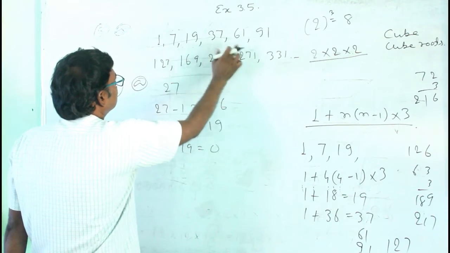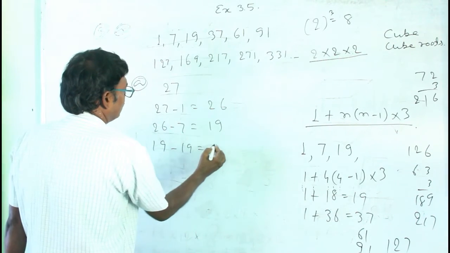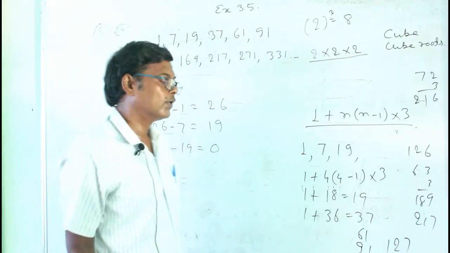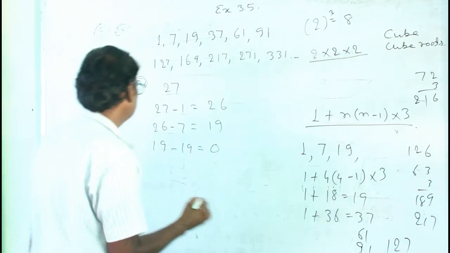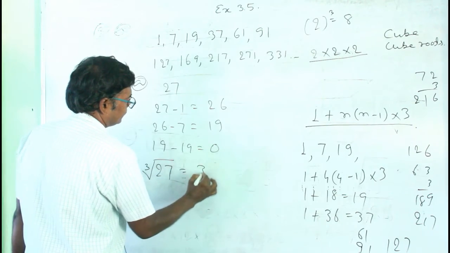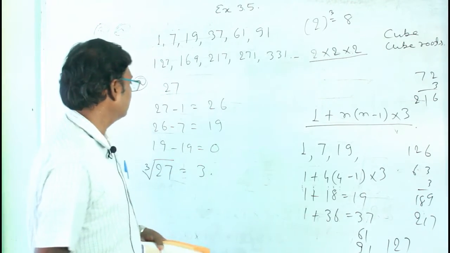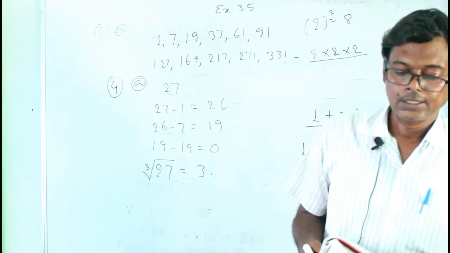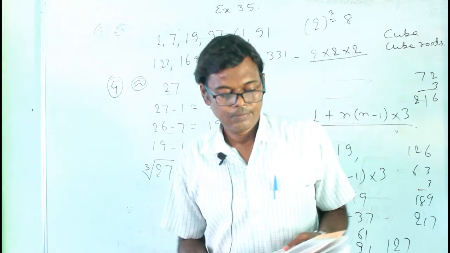Okay, you will subtract like this: 1, 7, 19 and so on. Now see here that we have got 0. The difference is 0 in 3 steps. So here the cube root of 27 will be equal to 3. So this is the method of finding the cube root of a number by using the successive subtraction method.